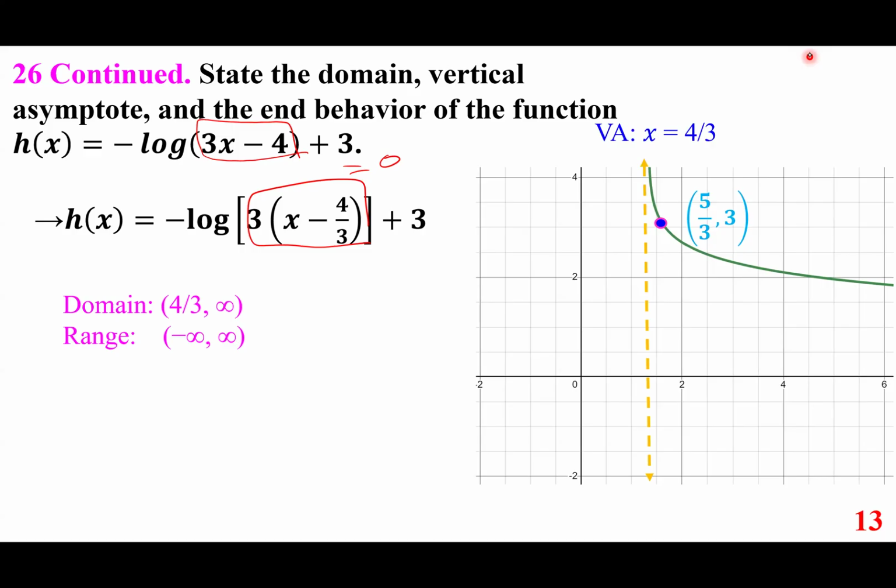Now, the end behavior, as x goes towards infinity, y seems to be going down to negative infinity. As x goes towards 4/3, it blows up to infinity. And 4/3 really from the right. So as x goes towards 4/3, h of x goes to infinity. This really should be, as x approaches 4/3 from the right. Of course, as x goes to infinity, y goes to negative infinity. That hasn't changed, but this is extremely important to understand.